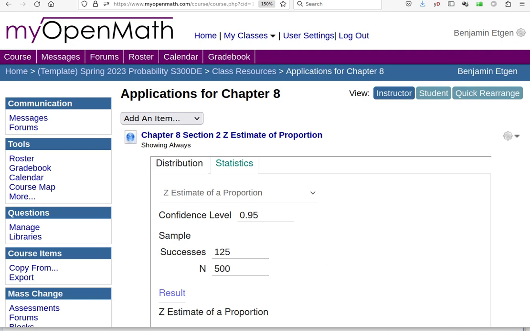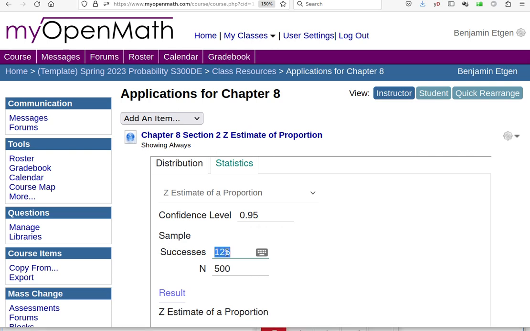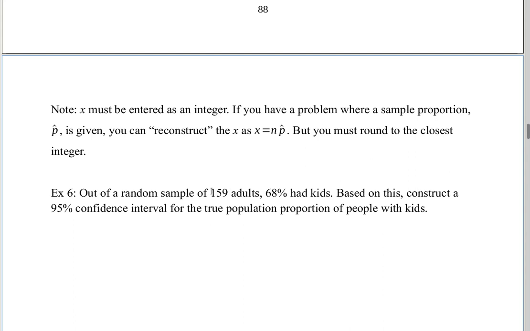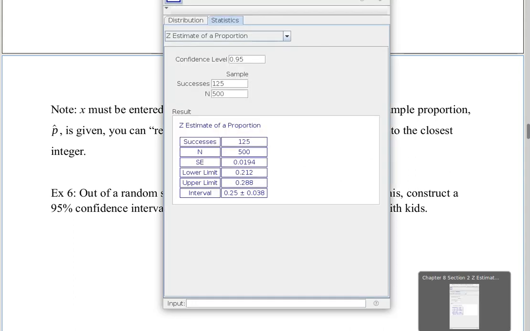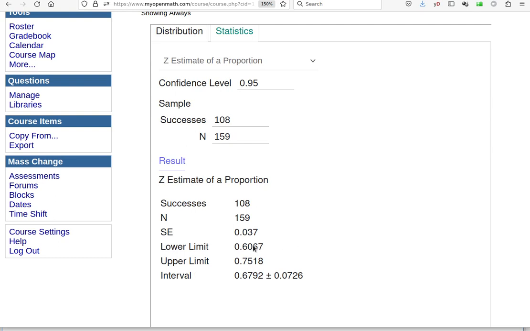The number of successes was 108, so let's enter that, just reminding ourselves that it was 108 when we rounded. And the total sample size was 158, so let's put that in. And we get our interval, as upper and lower limits, and also in interval form.